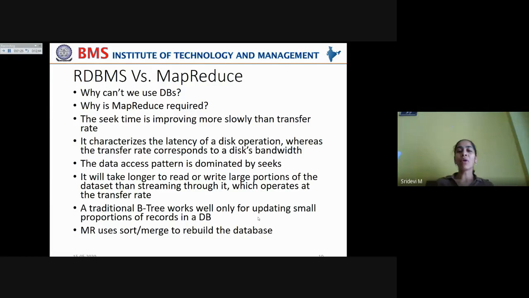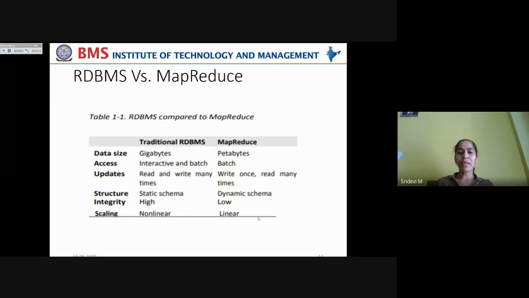It will take longer to read or write large portions of the data set than streaming through it, which operates at the transfer rate. Now, a traditional B-tree in an RDBMS works well only for updating small proportions of records in a database. But if you're trying to work with large amounts of data, then that will create a bottleneck. MapReduce uses a sort or merge technique in order to rebuild the databases. Now, these are the main things by which these two technologies can be differentiated.